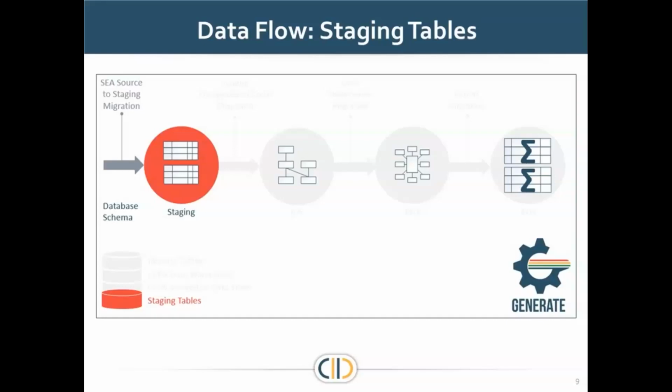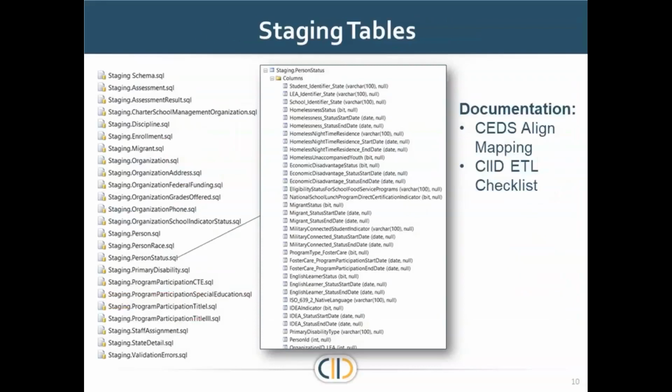Let me show you here an example of a staging table. This particular one is the person status table. The first column there is the student identifier state. So that's the unique identifier your state assigns to a student. The next two elements are the LEA and the school identifiers, and then after that we start to get into statuses along with start and end dates about the student. So homeless, economic disadvantage, migrant, military, special ed, IDEA, et cetera.